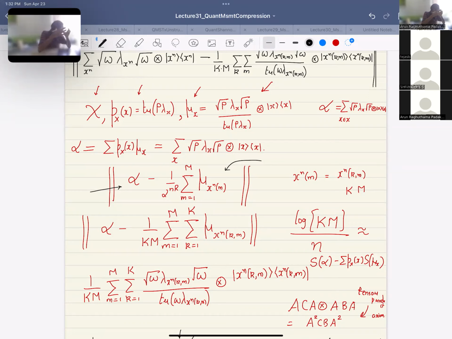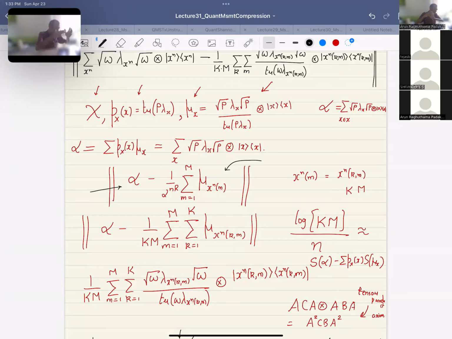Why is this used in the quantum measurement? See, when you make a measurement, a state gets created, a quantum-classical state. It is a mixture of states. If this is the outcome, this is the state; that is the outcome, that is the state. It's a mixture of states, right? Just like your alpha was a mixture of states, p_x of x, mu_x, your post measurement state is a mixture of states.